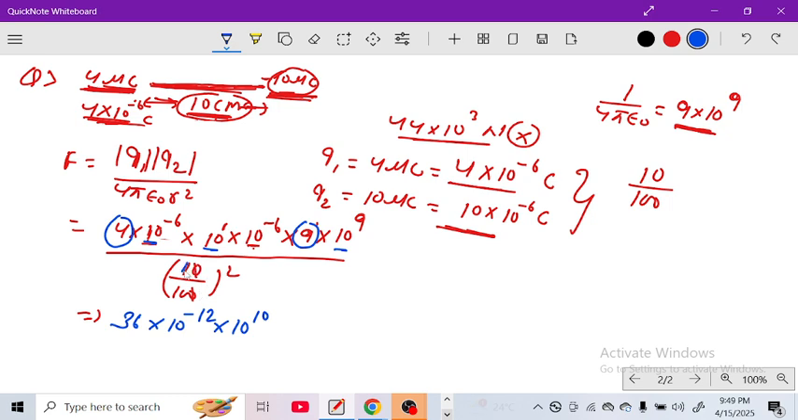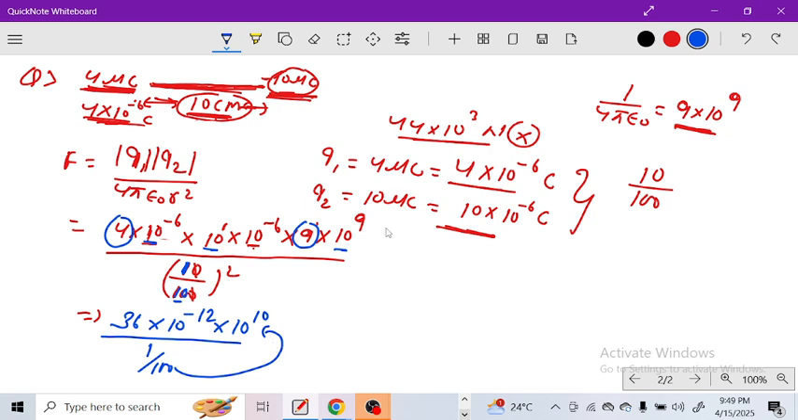And we have here 1. Squaring 1, we get 1, and here we have 10. The square of 10 will be 100. Here 1 by 100, and this 100 goes to numerator. Understood, Kavya?